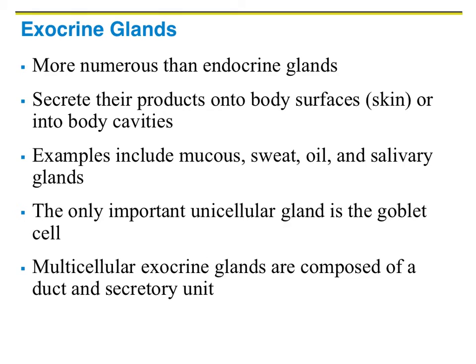One important unicellular gland is the goblet cell. It's found in simple columnar and pseudostratified columnar epithelial layers. Multicellular exocrine glands are composed of a duct and a secretory unit. Exocrine glands are more numerous than endocrine glands.